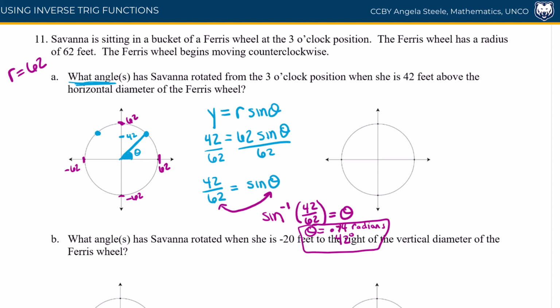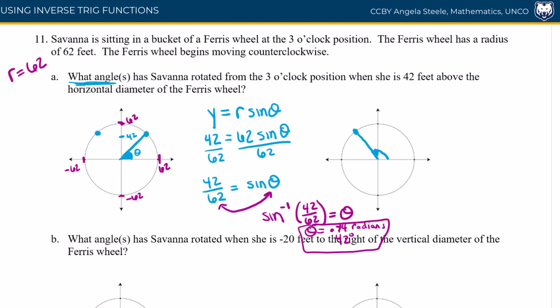Okay, so you do want to be careful. We are looking for all possible angles that would be 42 feet above the horizontal diameter. This solution just gives us one of the angles. If you're in radians, it's 0.74. If you're in degrees, it's 42 degrees. But remember, we have this second blue dot, so we need to find that angle as well. I'm going to go ahead and draw that second dot on this new circle. And that means we're now looking for this angle.